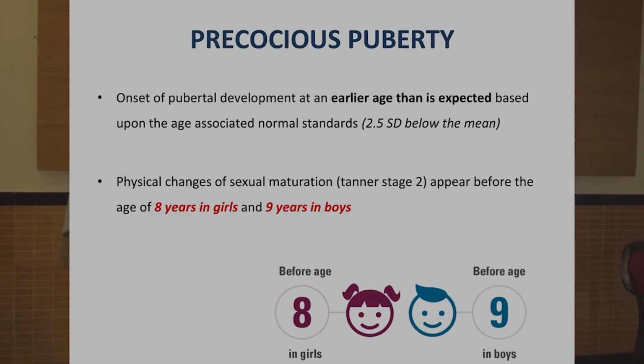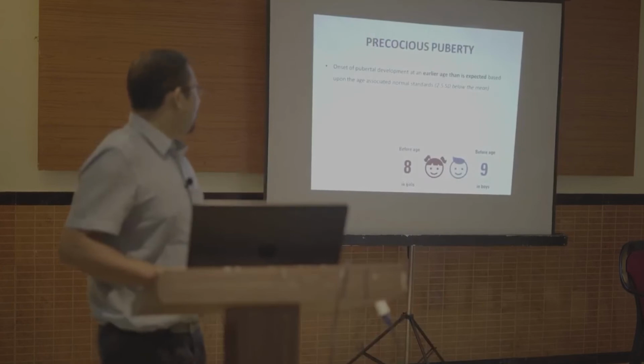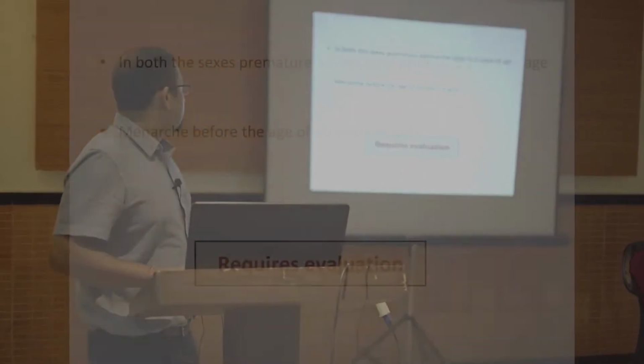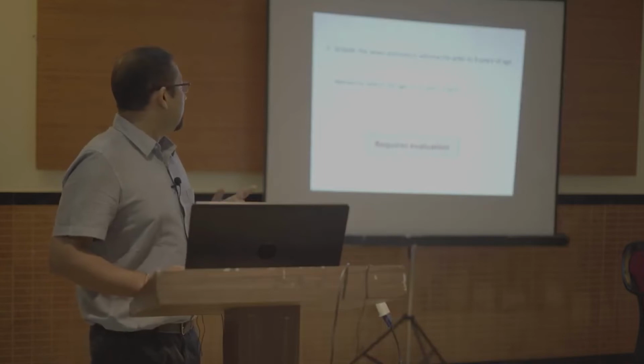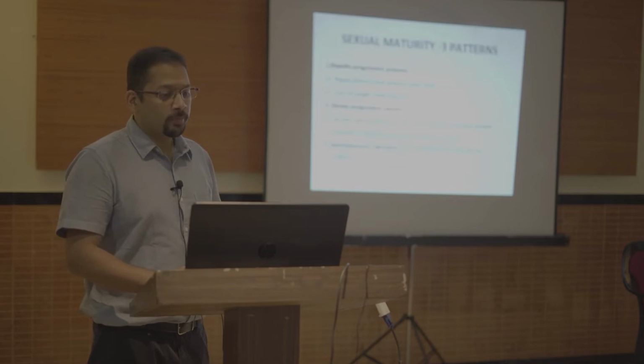This definition is based on the Tanner study that was done in the 1950s. That is around 2.5 SD below the mean. And similarly, I told you before 8 years in girls and 9 years in boys. In both sexes, premature adrenarche occurs prior to 8 years. Adrenarche is usually a biochemical diagnosis, the presence of DHEAS in the blood, and that occurs usually around 6 years. And menarche occurring before the age of 10 years is also defined as precocious puberty.